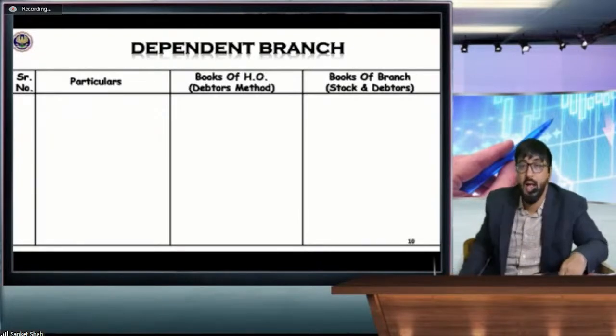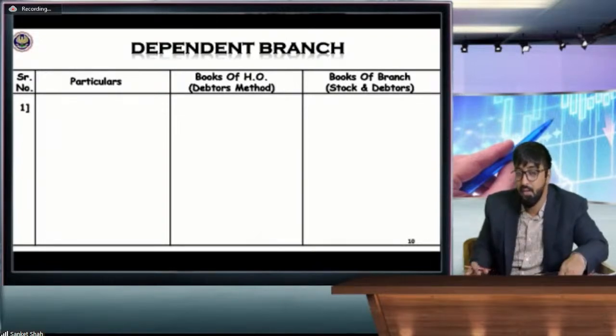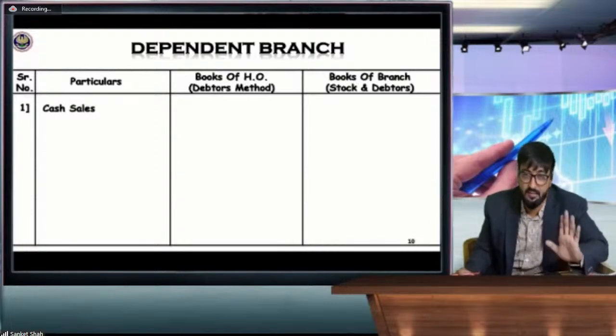चलो अभी आप लोग, now you are going to tell me entries and don't write it. Yes, I will give you proper time to write it. So just recall it. Cash sales. Now I'm giving you logic of first entry. Then you have to tell me books of HO, and otherwise do one thing. Dependent branch. Write down entries.